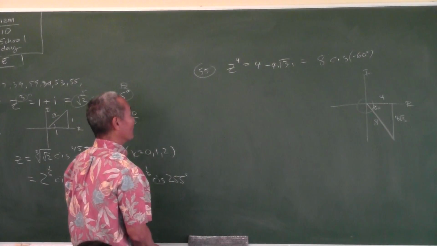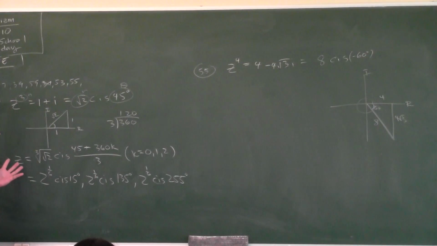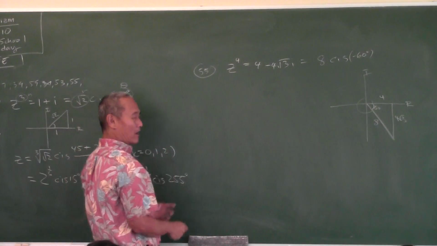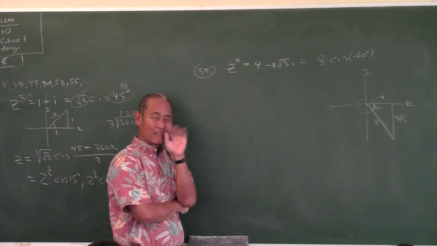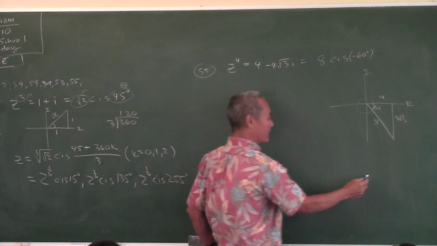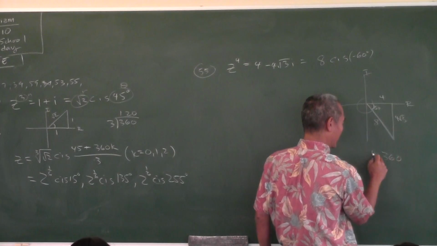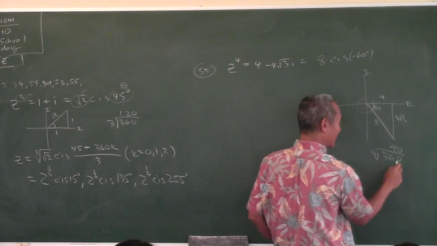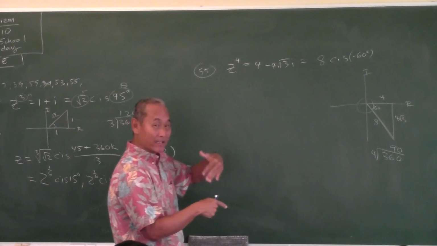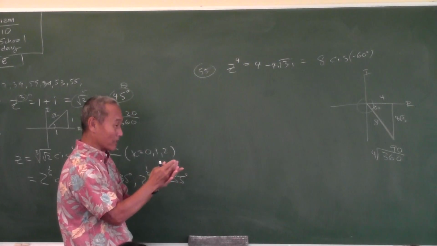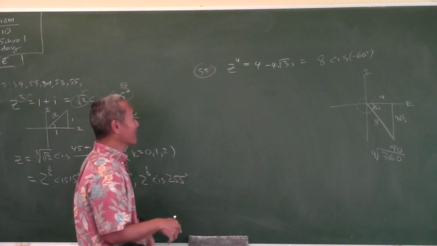Okay, so I'm not going to write this theorem down, I'm just going to show you the short way, it's easier. So, how many answers are there going to be? 4. So if you have 360 divided by 4, you get 90. Every answer is going to be 90 degrees apart. So once we find the first one, we just keep adding 90 every time.